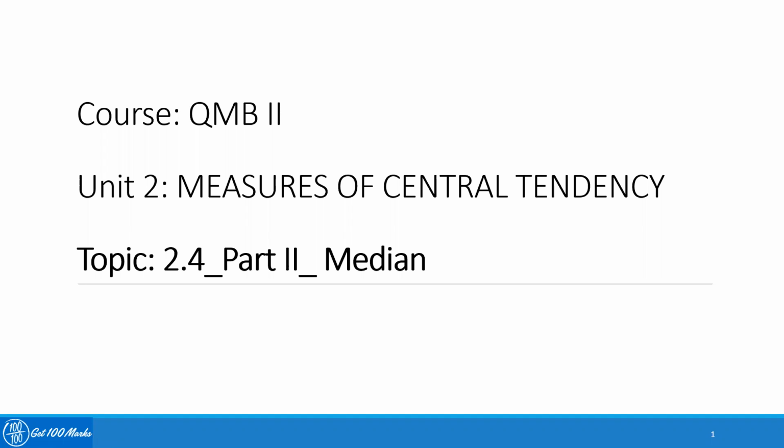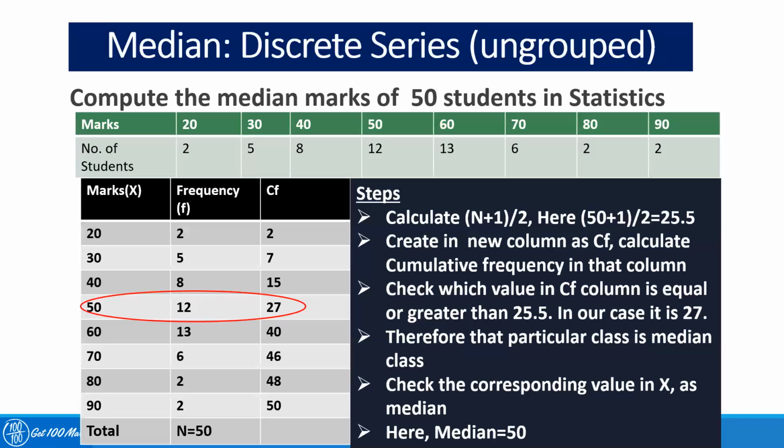Today I'll be discussing median, especially how to calculate median for a group frequency distribution and for a series of data. In my previous video I discussed that median is the middlemost value of a data series. Now this is a question on the discrete series of data or ungrouped data. I've taken the same example which I discussed in the mean so that you can make a comparison.